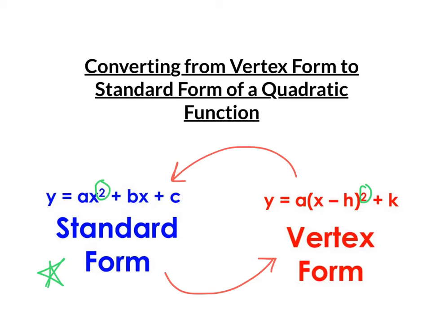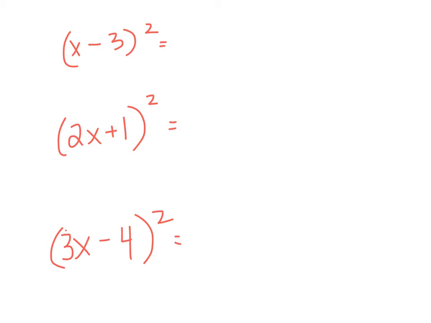The only letter that is in both forms other than x and y is a. A is still going to tell us all of the same things. A is going to tell us if it's a stretch or shrink. It's going to tell us if the parabola is facing up or facing down. So we do want to keep in mind that this is actually the same value. So that's really important.